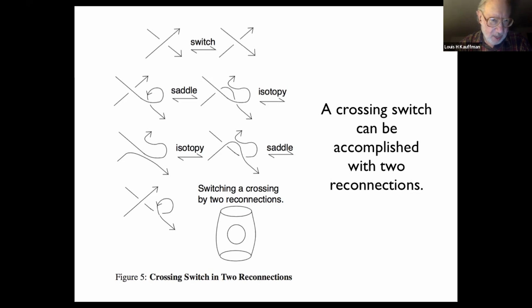And you can see it as 2 reconnections in the following way. It's interesting to see it because, well, it's interesting. Let's talk about it. So I assume that I have a little curl nearby my crossing. I could push one in. And then I go through the saddle point. And then I have a little line which is going under, and I pull it out and I push it back over, and I go through the saddle point again. And now I have switched the crossing.